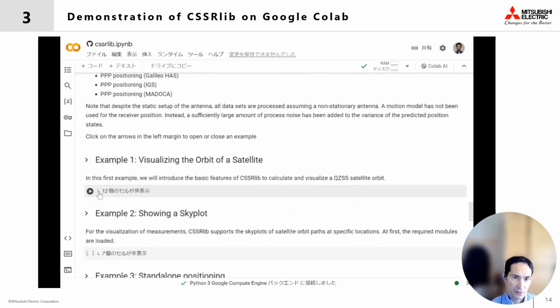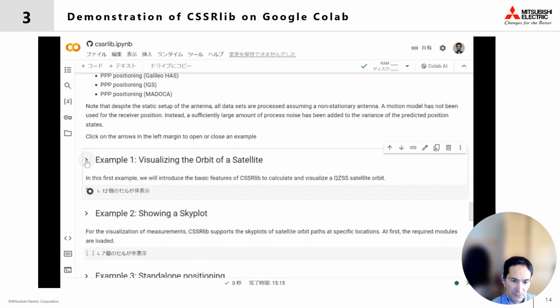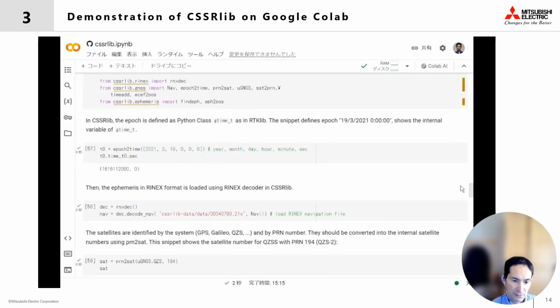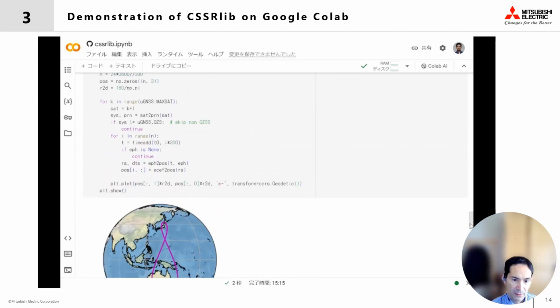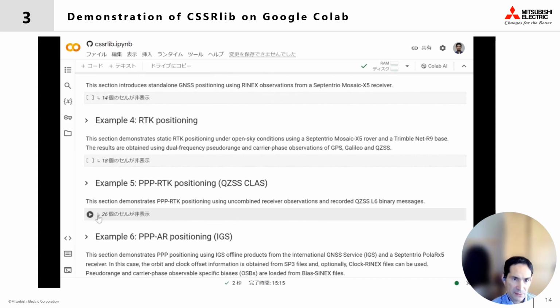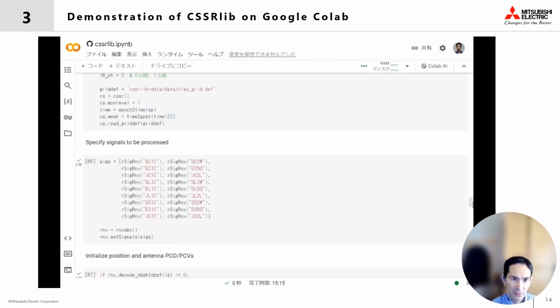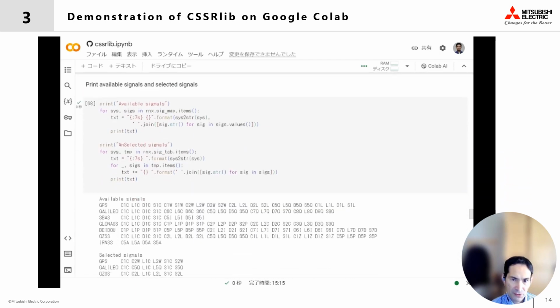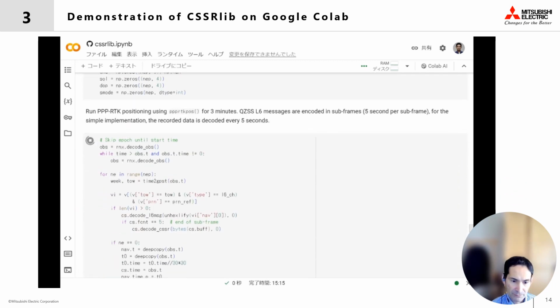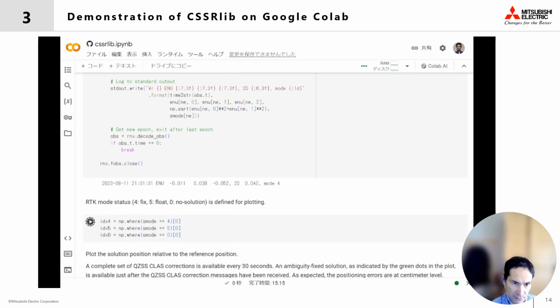It shows the one-day orbit of the QZS-2 satellite. So now it's calculating. And it shows the one-day orbit of the QZS-2 satellite. The next example shows the PPP-RTK positioning using QZSS CLAS. It's now calculating. It starts PPP-RTK positioning. It shows the centimeter-level positioning result for east, north, up direction, and mode 4 means ambiguity is fixed.